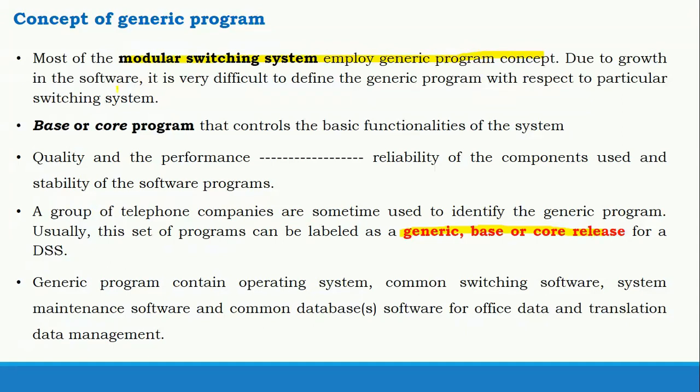So generally, a generic program may contain an operating system, or switching software needed for a connection, and to maintain it you need maintenance software, and to store your customer database you need software, we'll call it office data. And sometimes if it is STD and ISD calls, you need translation of that number also. So these are the things where you need to go for generic program.